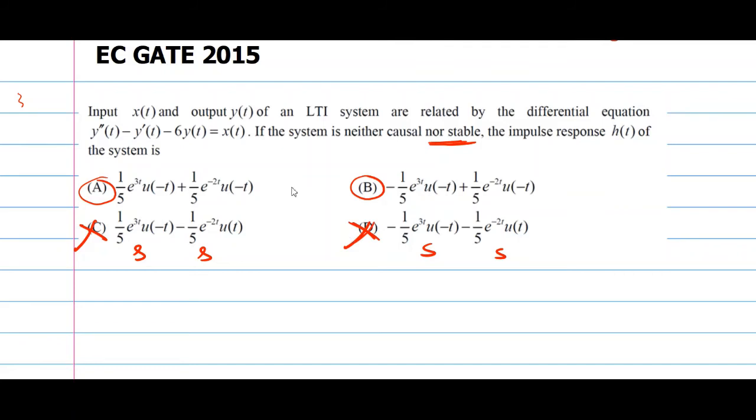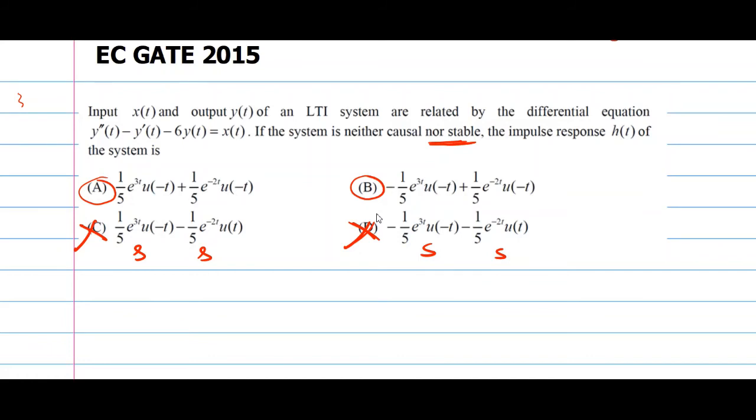Now neither causal, okay, so u of minus t, u of minus t, no, it is not causal, it is non-causal. So now we need to solve to choose the correct answer. Okay, now what is the differential equation given? Y double dash t minus y dash t minus 6y of t equal to x of t. Sometimes it may happen that from the options, three options get eliminated and you get the correct answer, and without solving the question also you can mark the answer, but here we are left with two options.